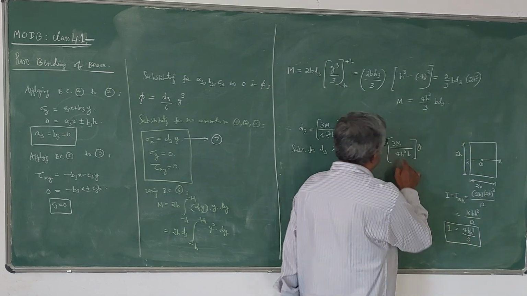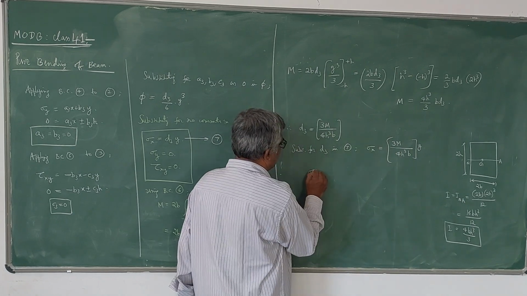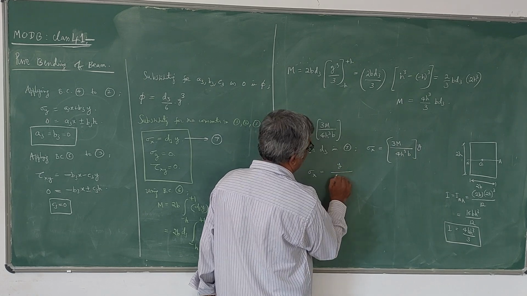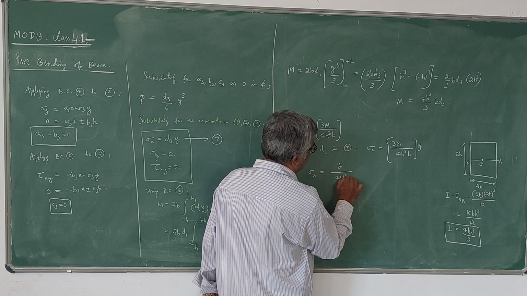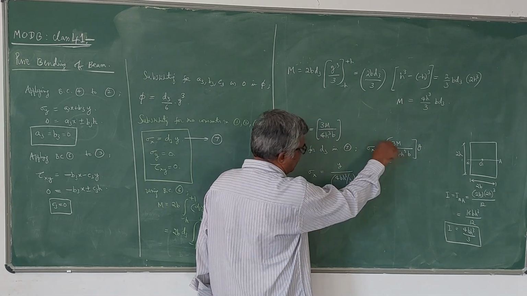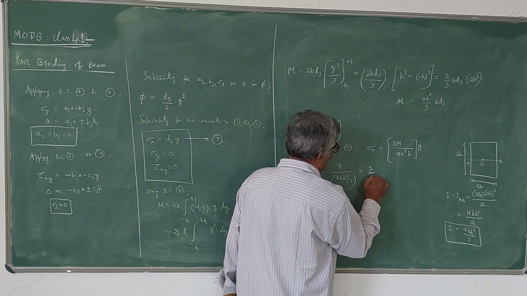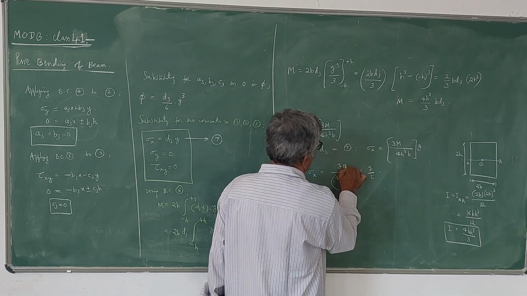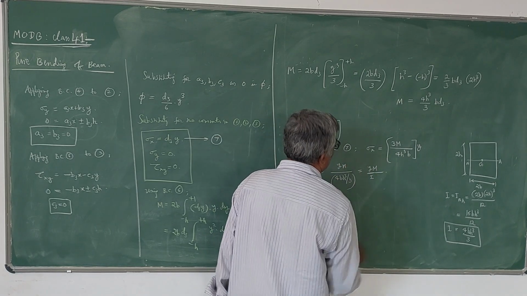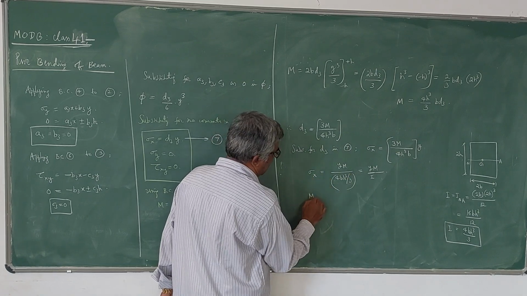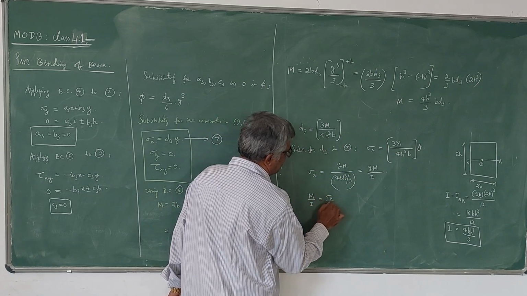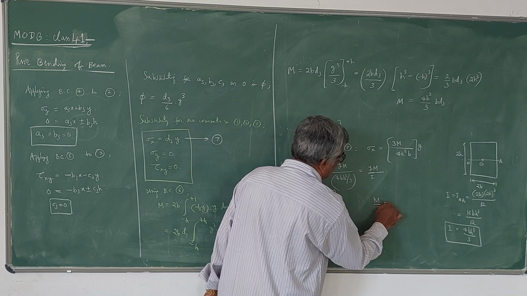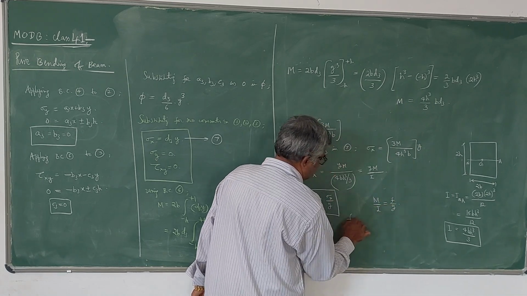Now for 4 b h cube by 3, I can write it as I. So sigma x is equal to y divided by this 4 b h cube, with the 3 going to the denominator of the denominator. So it becomes y by I, and M will also be there. Now you can write this as M by I is equal to sigma x by y. This sigma x is nothing but f, which we have used in the pure bending equation. M by I is equal to f by y, where f is nothing but sigma x.